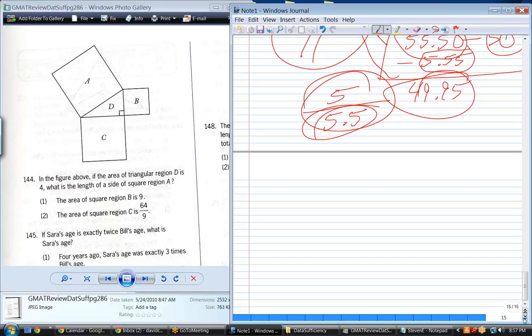So we have 1/2 base times height equals 4. So base times height equals 8. Can be 2 times 4. Can equal 16 times 1/2. Can equal.